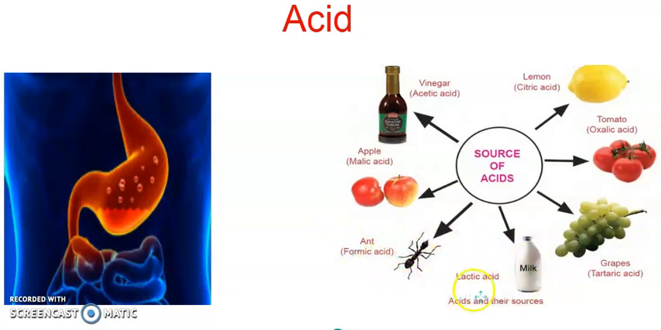The milk contains lactic acid. The grape contains tartaric acid. Tomato contains oxalic acid. Lemon contains citric acid. There are many more examples of acid. So, if you want to know if a given substance is acidic or basic, if a substance is sour in taste, that means it is acidic in nature.